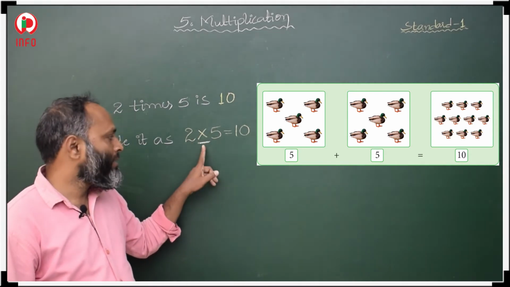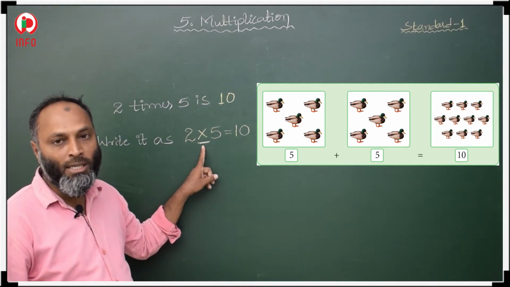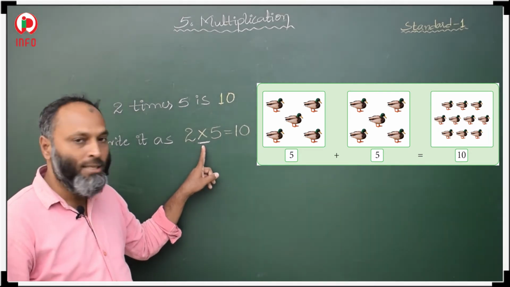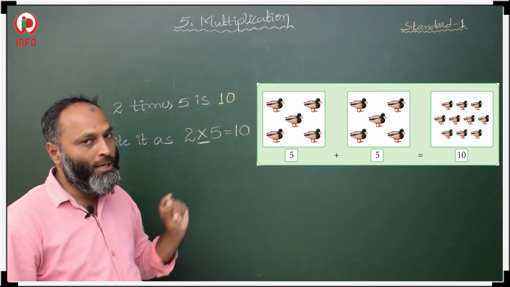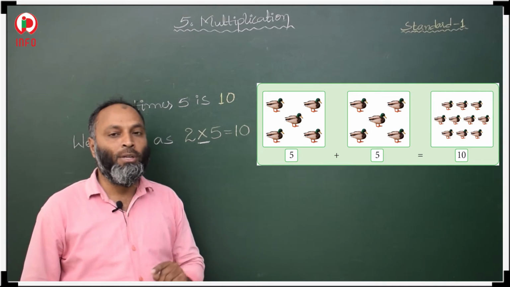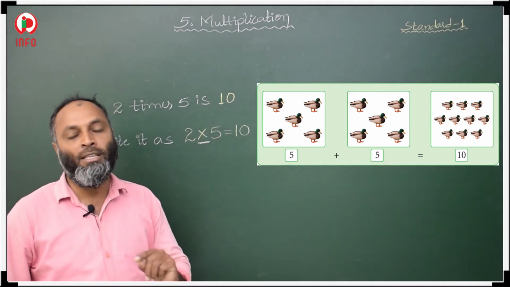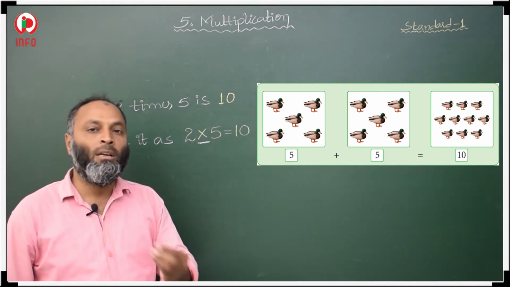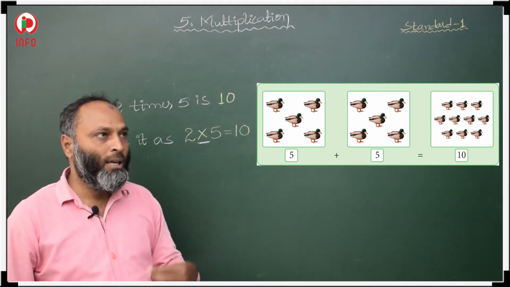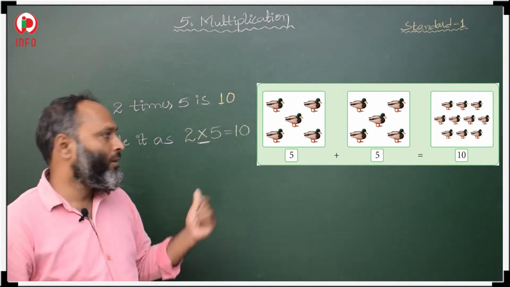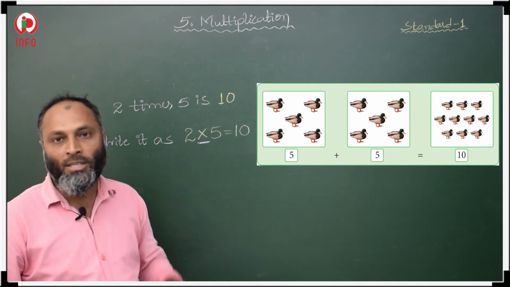This cross symbol is a multiplication symbol. Multiplication means repeated addition. The same number repeated twice, thrice, 4 times, 5 times, more than 2 times, we can apply multiplication. How? Like this, using multiplication statements.